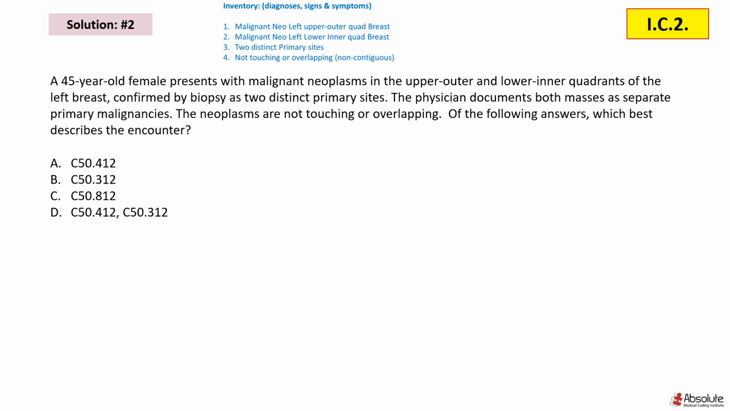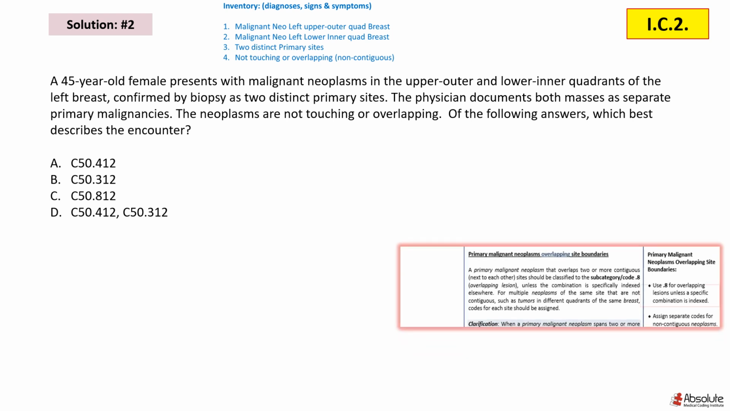And the guideline that we're going to use is the same guideline that we used for the previous scenario, IC2. If you can recall, we are to use point 8 for overlapping lesions. However, it tells you to assign separate codes for non-contiguous neoplasms. So we've already established that these are non-contiguous. If you look up here, number 4, these are non-contiguous and on-site coders. On-site. D should be the answer, right?